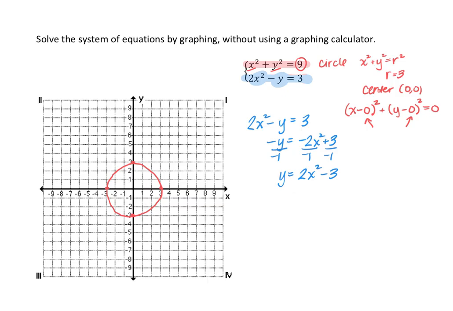Now, making a table is going to be a little tedious, so I would much rather you use your knowledge of transformations here. We know that this minus 3 is going to shift this parabola down 3 units, and multiplying by 2 is going to cause a vertical stretch. So there's quite a bit of review here of transformations to help you graph this parabola efficiently. So if we go down 3 from the origin, then we know that our vertex will be down here at 0, -3.